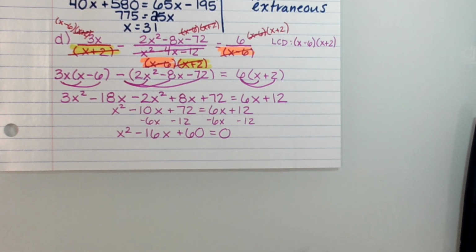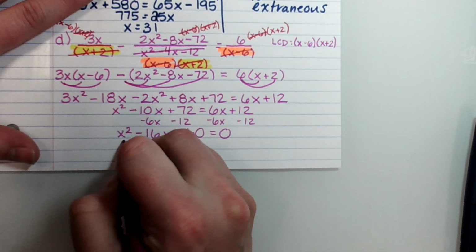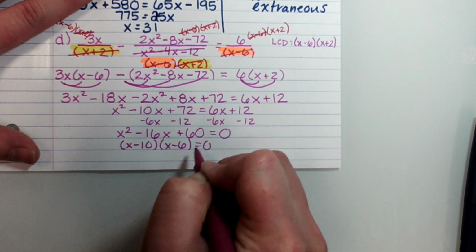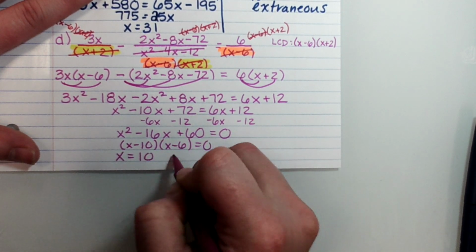Shortcut, two things that multiply to 60 but add to negative 16. Negative 10 and negative 6. X equals 10 and x equals 6.